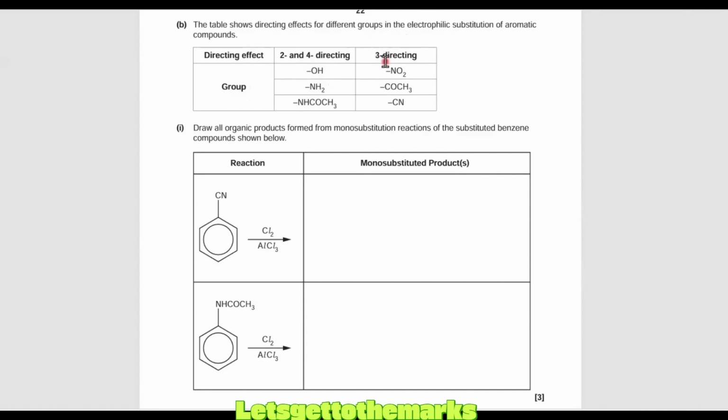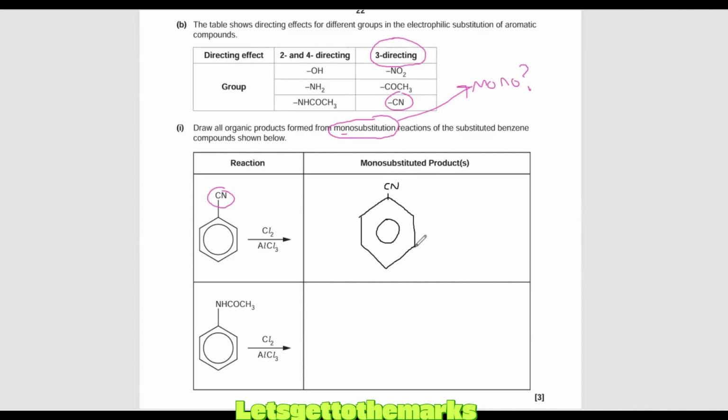Okay, part B. The table shows the directing effects for different groups in the electrophilic substitution of aromatic compounds. So we have 2,4 directing. You've got the phenol, the amine, and the amide group there. All of those are directing groups. They donate electrons to the ring, especially to the regions at 2 and 4, making it much more likely for electrophiles to attack those regions. And then we've got 3 directing. They direct things to the 3rd position. They do that by withdrawing electrons from the 2 and 4 positions, so that the 3rd position is more electron rich and more favored.